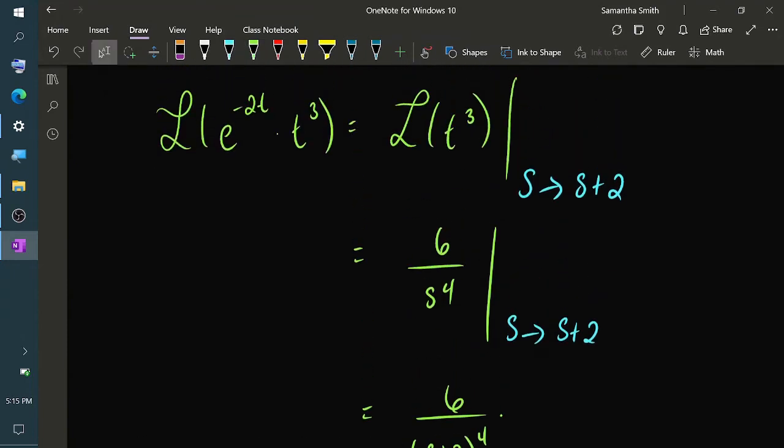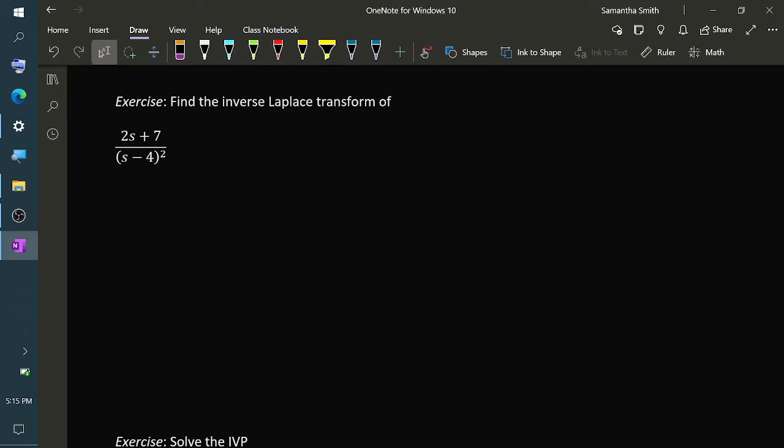We can also use that theorem in reverse. And so let's go ahead and find the inverse Laplace transform of (2s plus 7) over (s minus 4) quantity squared. Now, when faced with a rational expression, my instinct is to start by doing a partial fraction decomposition.